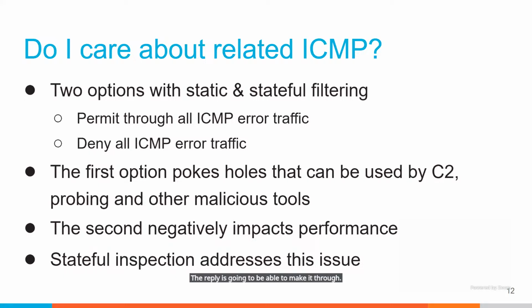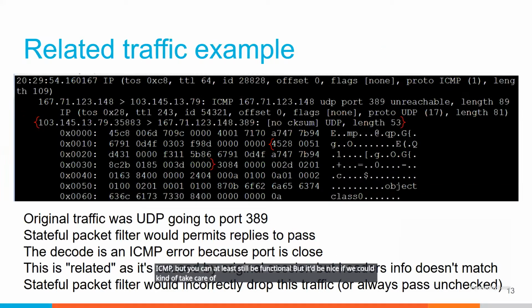Well, with ICMP errors, your system will still work. It'll just run slower, right? Rather than getting that destination host unreachable error to tell you, hey, don't bother trying that system again, it's going to try again and then double the timeout and try again and double the timeout, so to speak. So things will run slower. They won't run as well if you're not letting through ICMP, but you can at least still be functional. But it'd be nice if we could take care of ICMP as well.